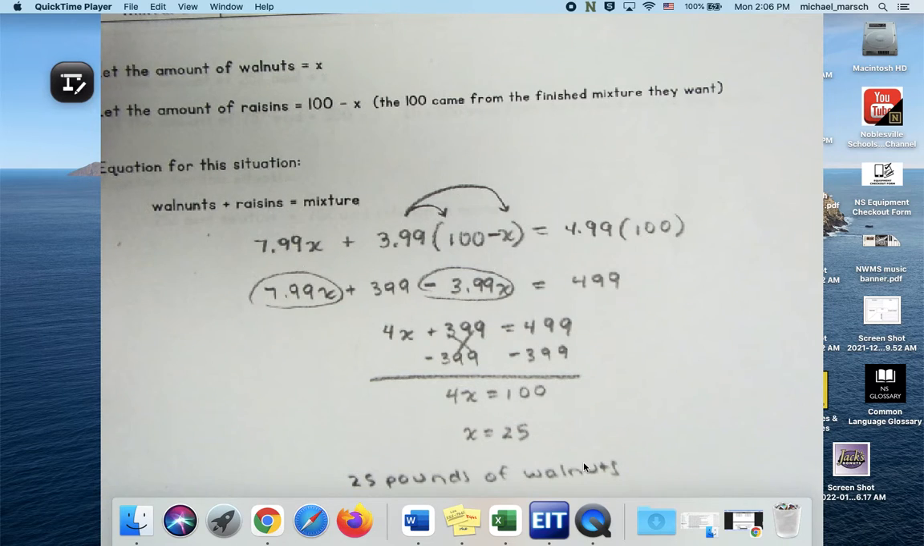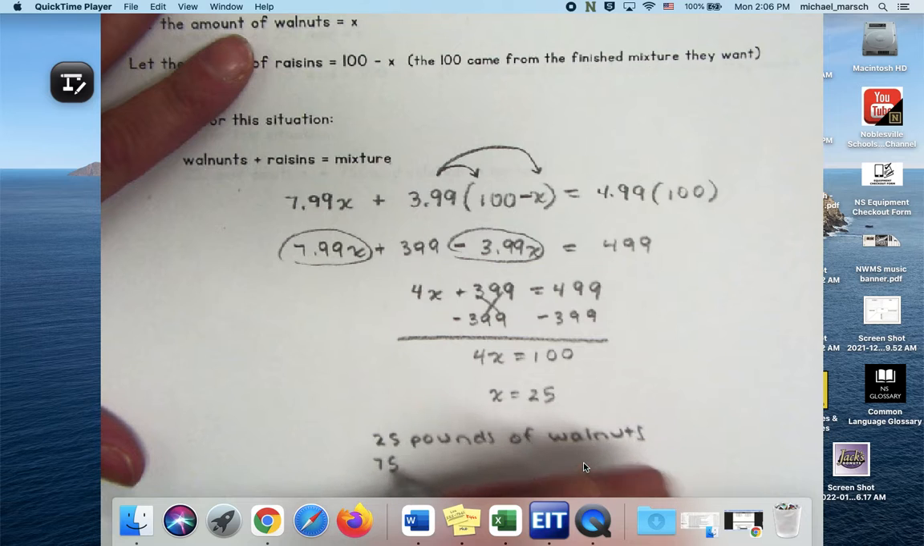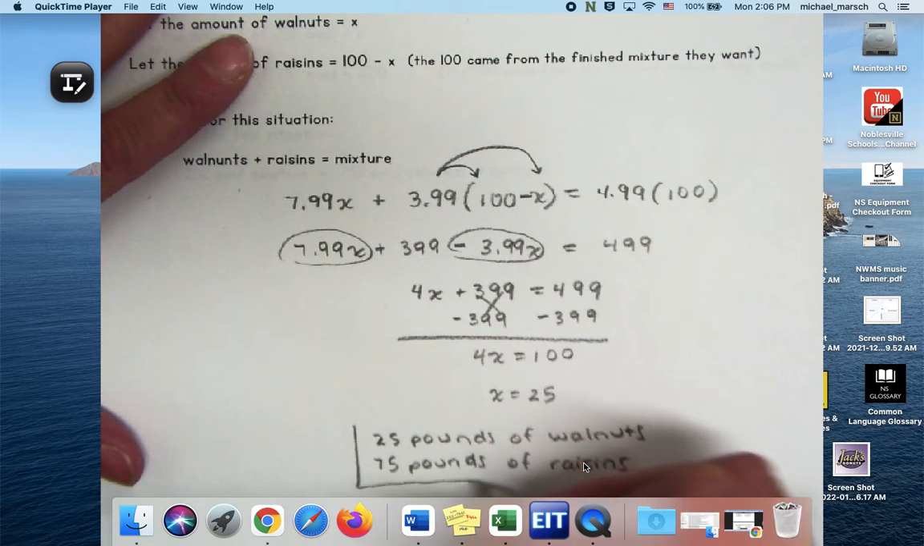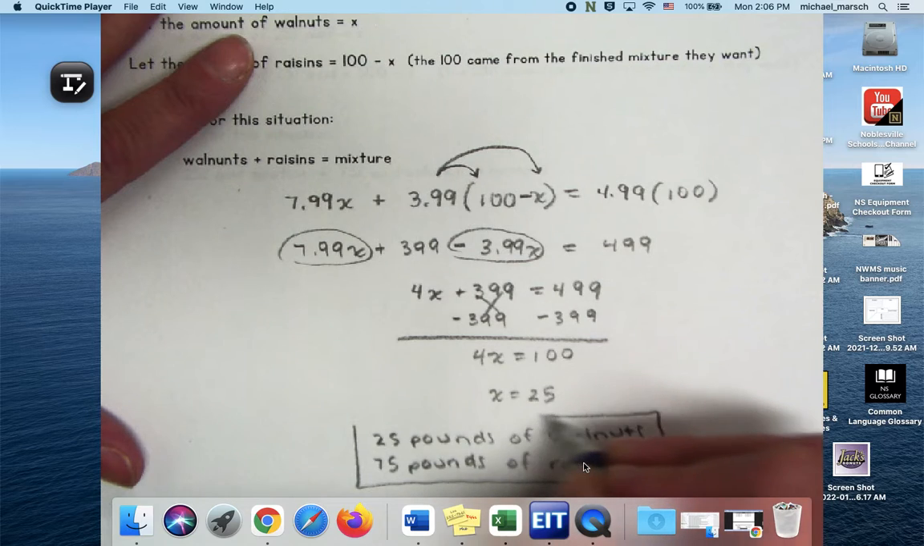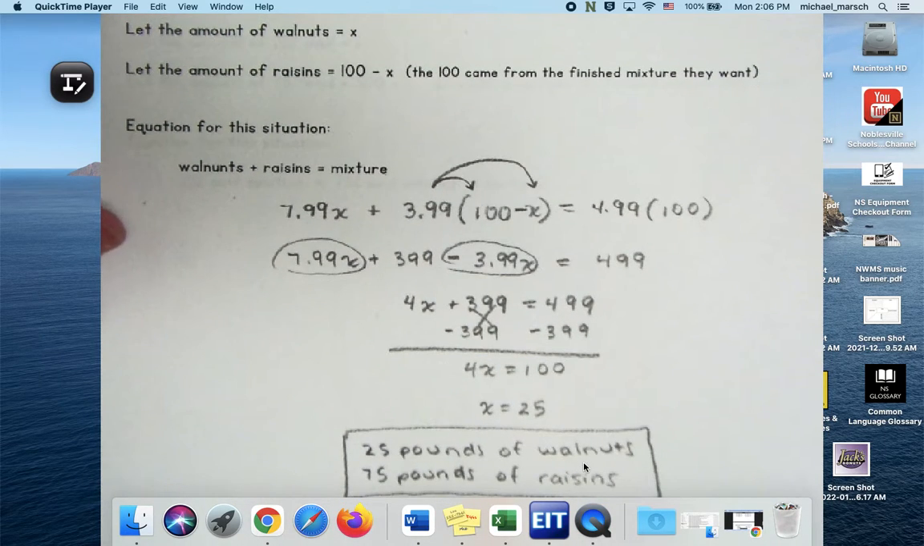Which means, how many pounds of raisins do I need? 75. Whew, that's a lot of raisins. And that's my answer. How did I get the 75? Yeah, I knew I needed 100 total pounds. So 25 plus what? Or 100 minus 25. There you go. Not so bad, right?